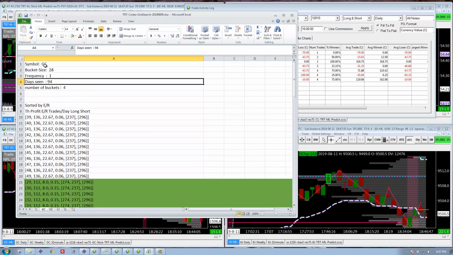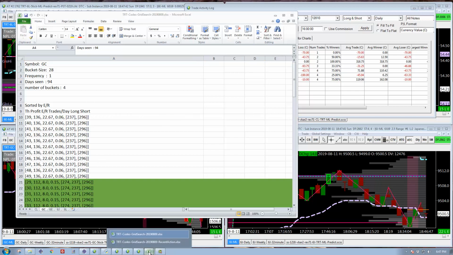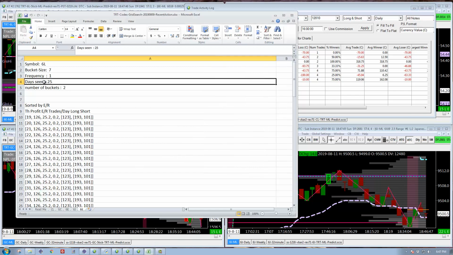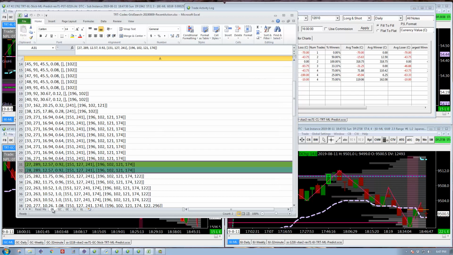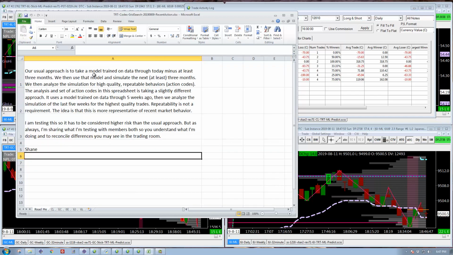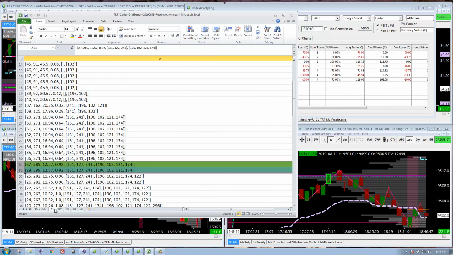You'll notice here that in this simulation there's 94 days that are being analyzed. So what I'm testing in the live market is just the last 5 weeks, 25 days. All right, and so there's a different set of codes here. This is instructions to the members. A different set of codes here that are weighted more towards what's been happening recently, as opposed to what we've seen over the last 94 trading days.